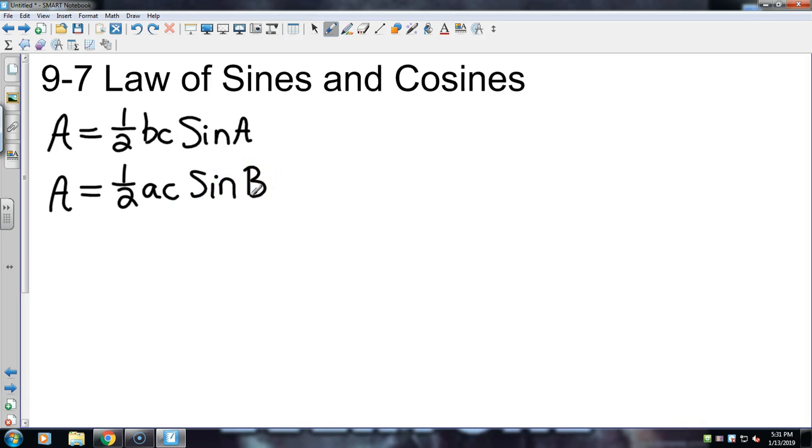And you can probably see where we're going with the next one. The next one is going to be 1/2 of AB sine of C. And so let's get an example. This is going to be example 2 on page 458 if you want to follow along there. I'm going to draw that real quick and I'll be right back with you.